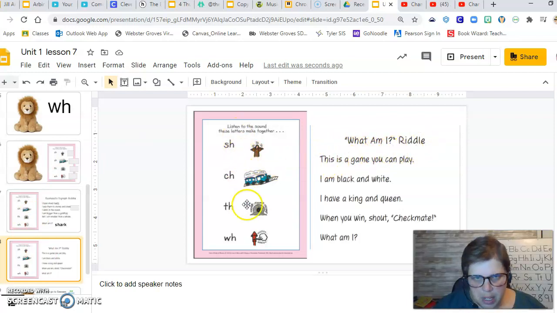So let's use what we know about digraphs to read this. This is a game you can play. See that digraph? This is a game you can play. I am black and white. I have a king and queen. When you win, see that digraph again? Shout. Oh, here's another digraph. Checkmate. What am I?